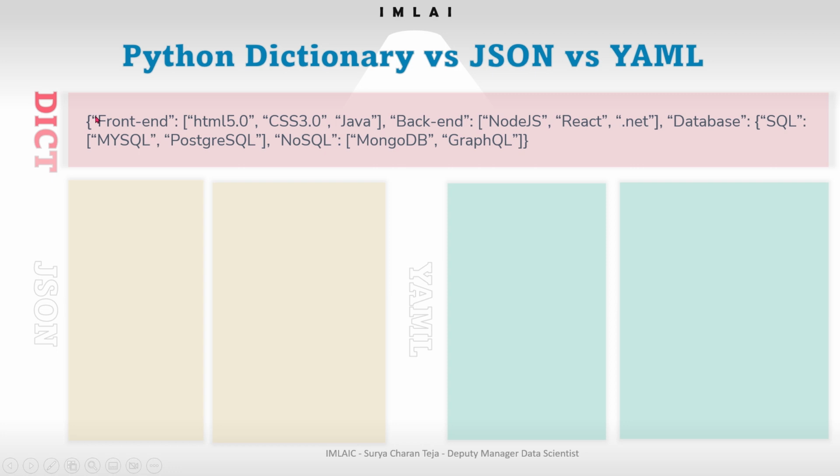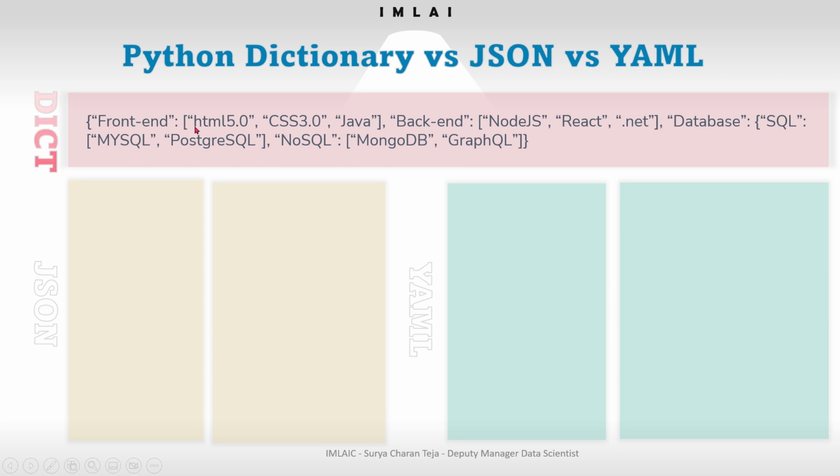This dictionary consists of three main keys. The first main key is front end, then the back end, then we have a database. These are our main keys. I take this example because normally if you want to build a web application, you require front end tools, back end tools, and a database. So I put all the tools of web development in one Python dictionary.